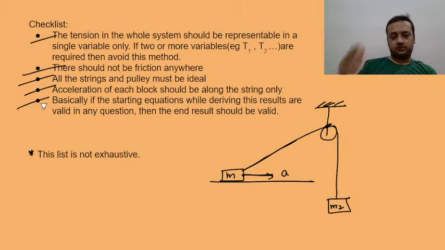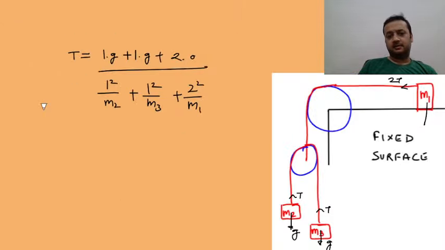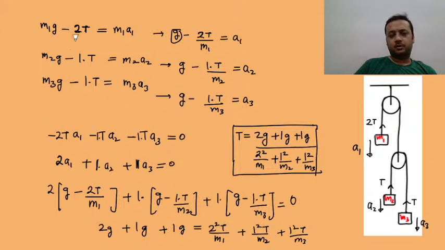If you think in your mind how you would have done this question fundamentally, and you are able to write the equations, that means the starting equations are of this format: mg minus some tension is equal to ma. If the equations of forces, the equations of Newton's laws on each block, are of this format, and the constraint is of this format, then eventually the result will also be of this format.